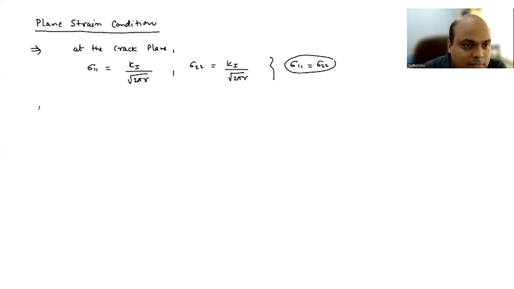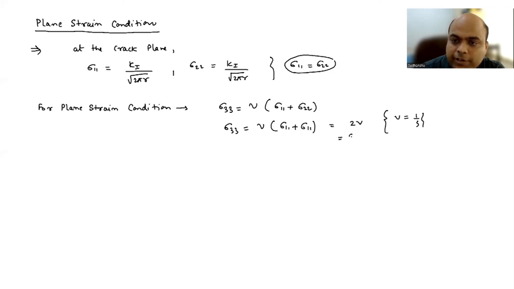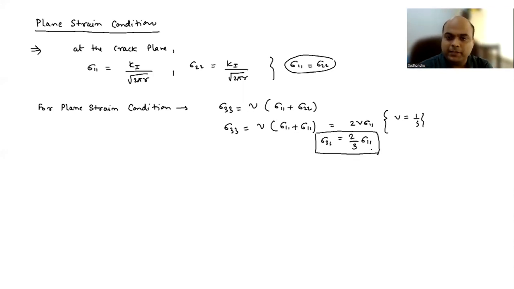Okay. For plane strain condition, we know sigma 33 is mu times sigma 11 plus sigma 22. Okay. And we can write sigma 33 as mu times sigma 11 plus sigma 11, because sigma 22 is equal to sigma 11, or 2 mu sigma 11. Okay. And if we assume mu equal to 1 by 3, this is going to be 2 by 3 sigma 11. Okay. So sigma 33 is going to be 2 by 3 sigma 11, assuming mu is equal to 1 by 3.